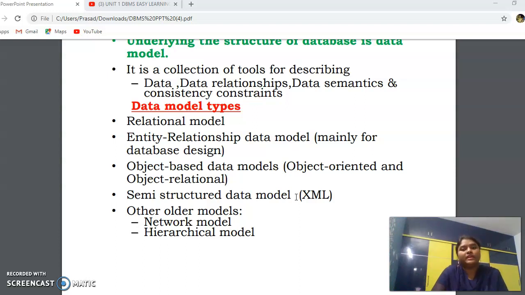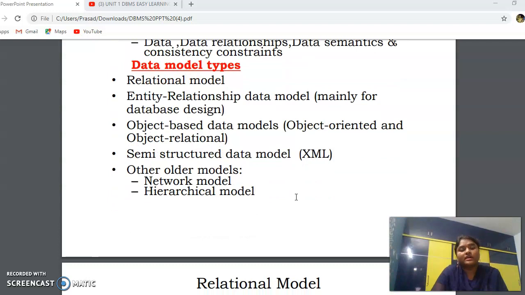The network model will have many entities related with each other. In the hierarchical model it will be in a tree-like structure, where information is stored in the form of nodes, and it is in the form of a tree-like structure.